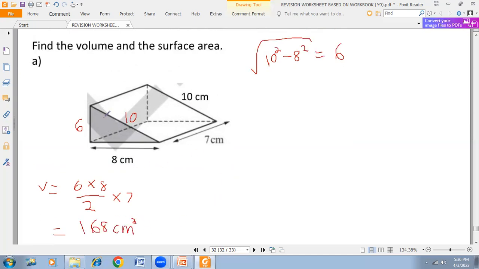Okay, there are 5 surfaces altogether for surface area. So surface area: first triangle, the area of it is 6 times 8 divided by 2. We know that, right? 6 times 8 divided by 2 for one triangle. There is another triangle, so times 2. So it's considered 48. Both the triangles considered 48 altogether. Now the base at the bottom there, which is 8 times 7.